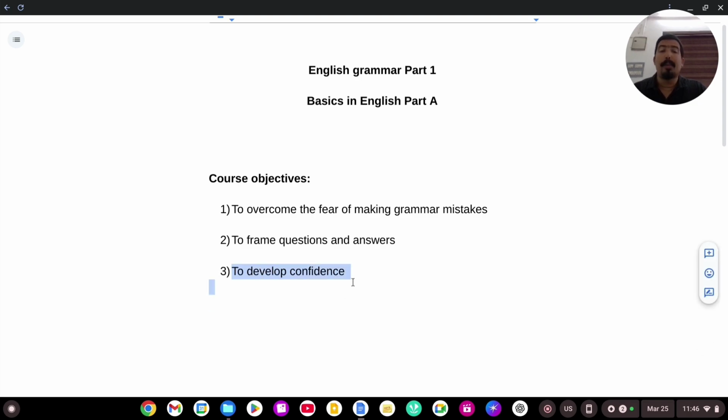Third one, to develop confidence. How do you develop your confidence? Most of you are not confident in speaking English because of the reasons I mentioned right now.